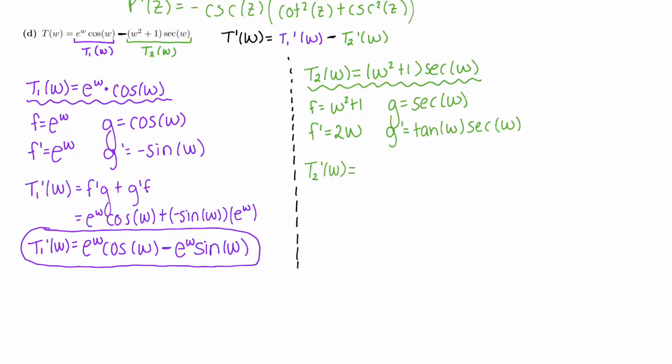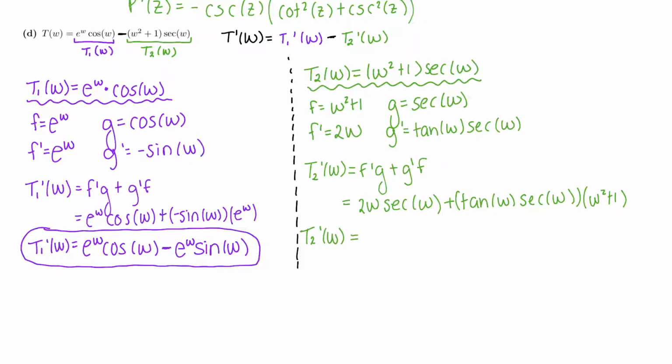To take that derivative, once again product rule, so f prime G plus G prime F. So we have 2W secant W plus tangent W secant W, that would be G prime. And then F is W squared plus 1. So, I mean, there's not a ton of cleaning up I can do here. If you want, you can bring this in front and remove some parentheses. So you could do 2W secant W plus W squared plus 1 tangent W secant W. There's really not a ton of cleaning you can do here.